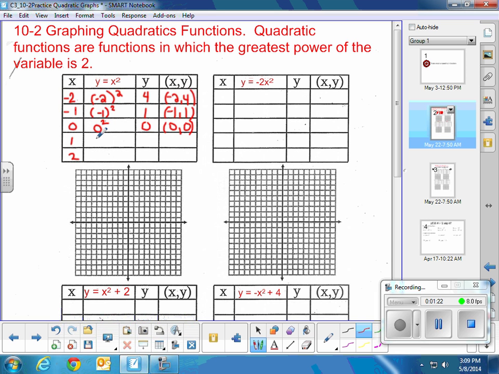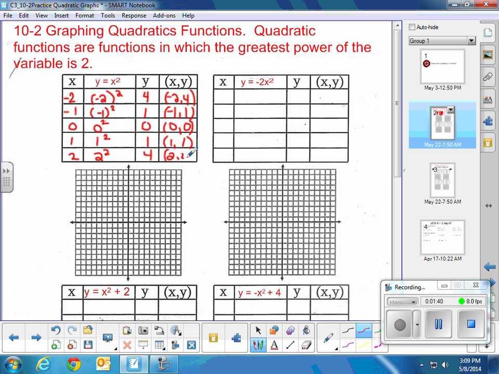Now we're going to plug in 1. 1 squared is 1 times 1, which is 1, making the ordered pair 1, 1. And lastly, we're going to plug in 2 for x. 2 squared is 2 times 2. 2 times 2 is 4, so the ordered pair is 2, 4.